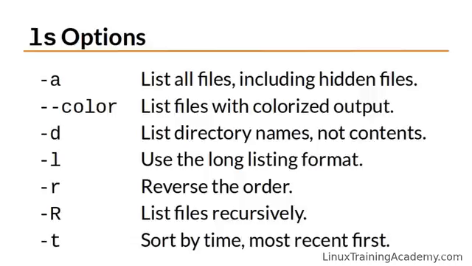-A to list all files. --color to list files with colorized output. -d to show directory names and not directory contents. -l for the long listing format. -r for reverse order. -R to list files recursively. And -t to sort files by time.